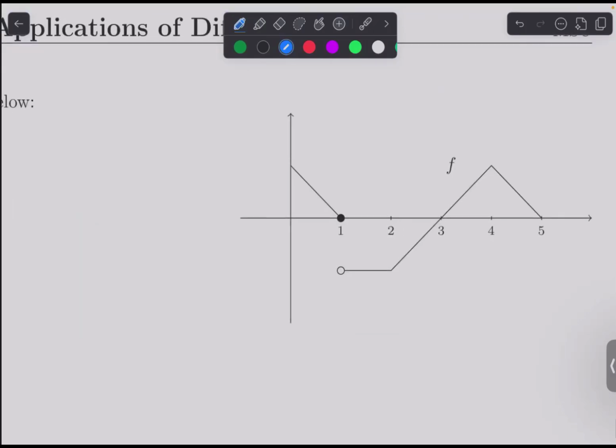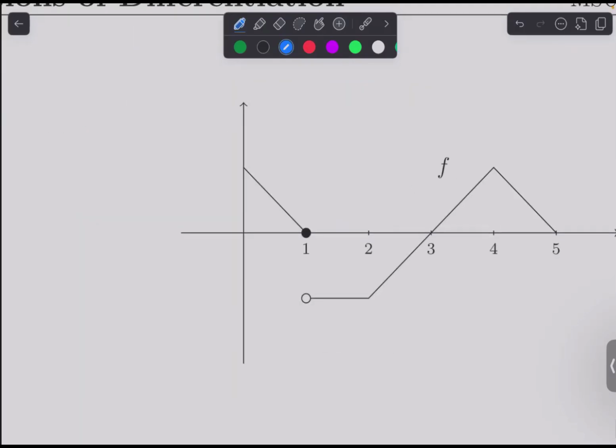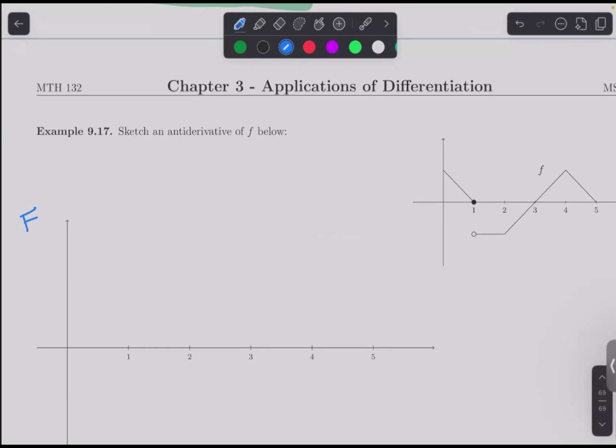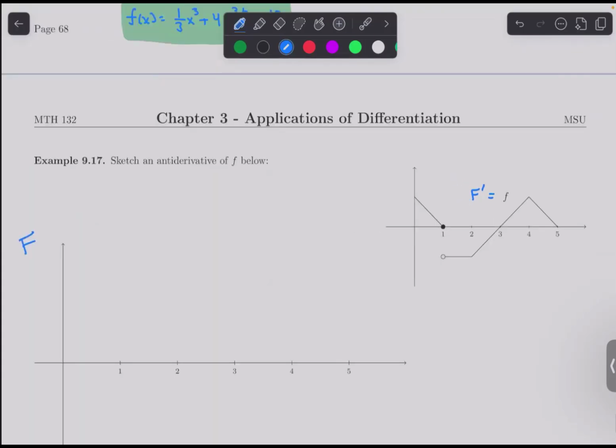So I have a function, a little bit discontinuous and what have you, and I'd like to sketch an antiderivative of this function here. We need to remember and basically be thinking that this is giving us derivative information. Again, we need to sketch some capital F here, and its derivative is little f. So when I'm looking at this, really I'm thinking about, I'm given a derivative and I want to know what kind of function, what does it look like that gave me something like this?